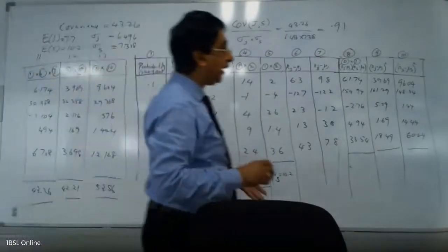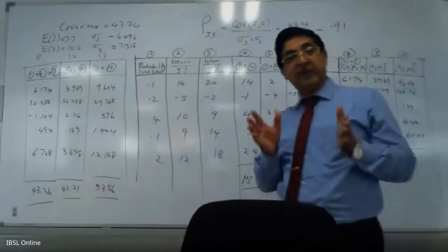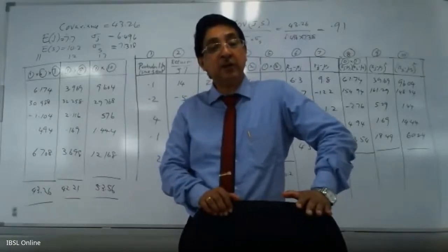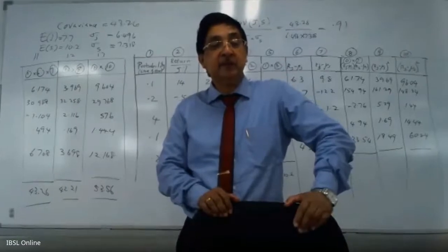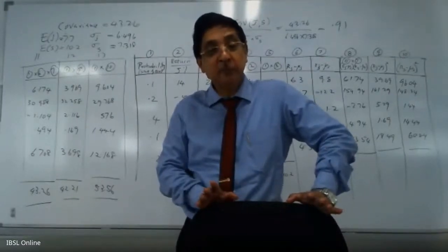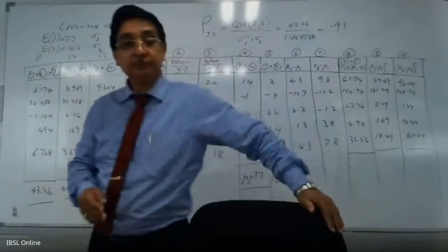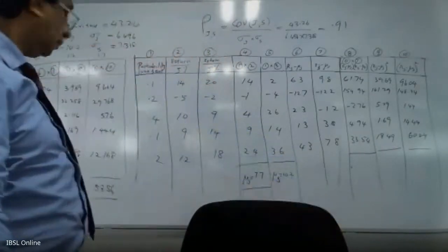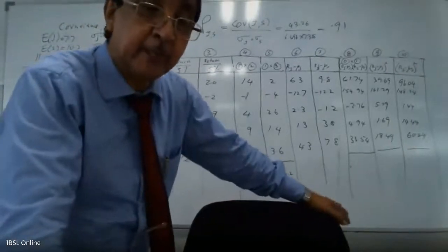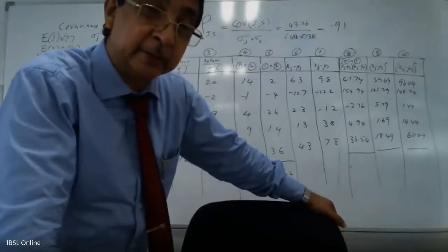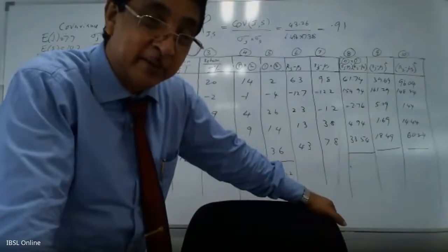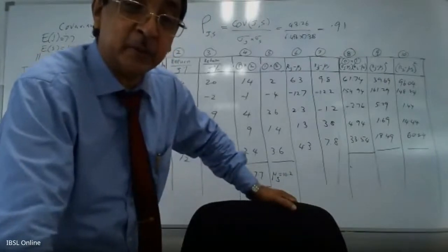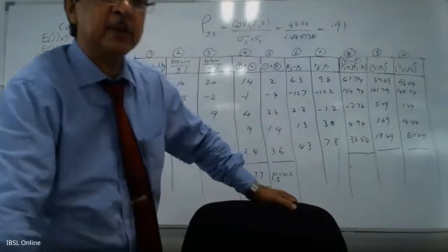Now, you can have a preliminary check here. What is the preliminary check? Just look at the value you got for the correlation coefficient, that is 0.91. Is it a reasonable value? Yes, because it lies between -1 and +1. The 0.91 is very close to +1. Very close to 1. Okay. Right.